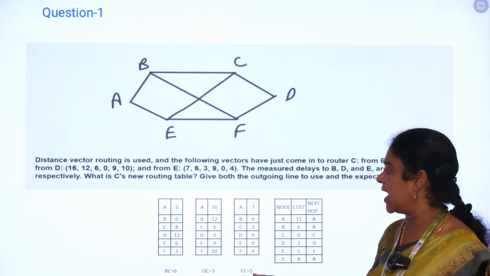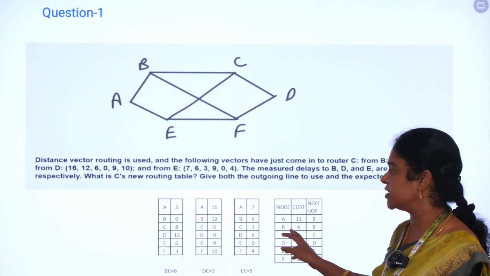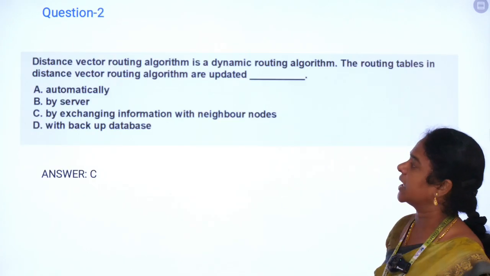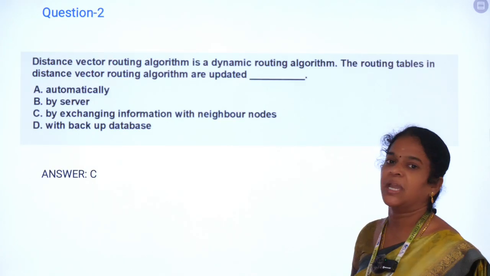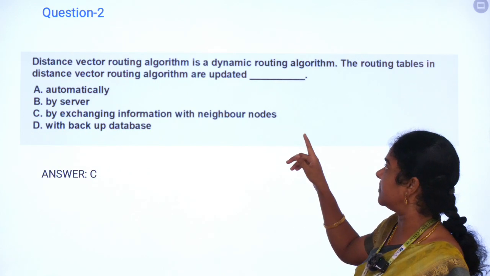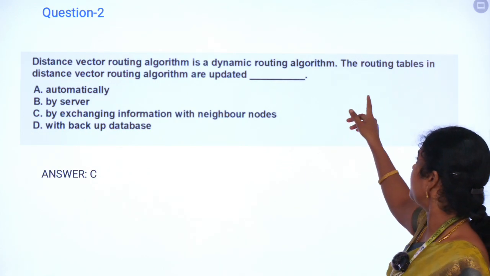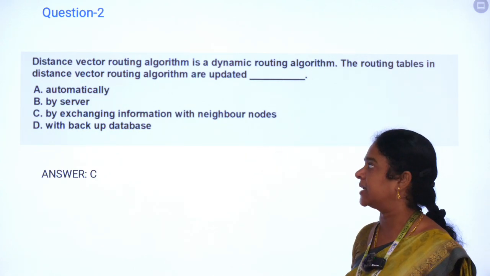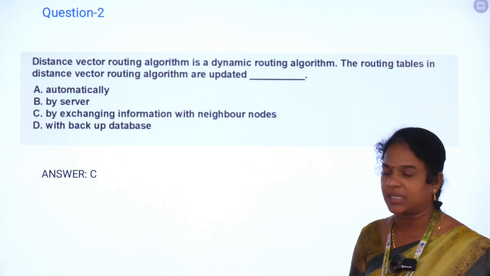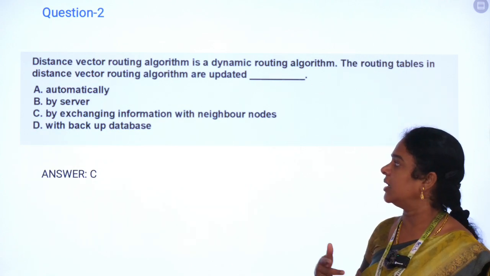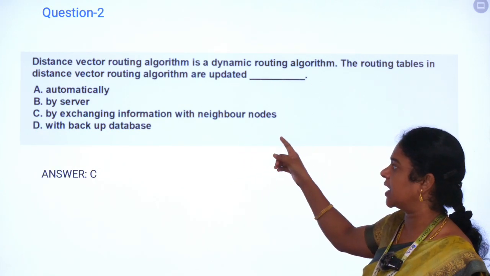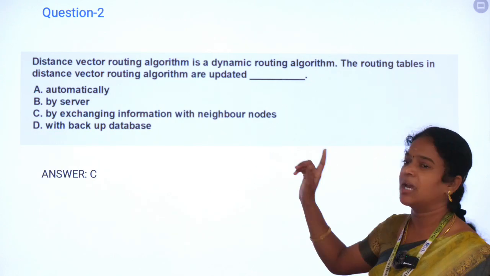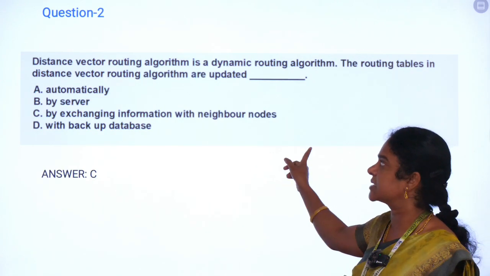The table is given and your router is also given, you just find the table. Second question, it's simple. Distance vector routing algorithm is a dynamic routing method. So the routing tables in distance vector routing are updated automatically, by exchanging information with neighbor nodes. Already you know that distance vector routing is used with neighboring nodes only. So option C is correct.